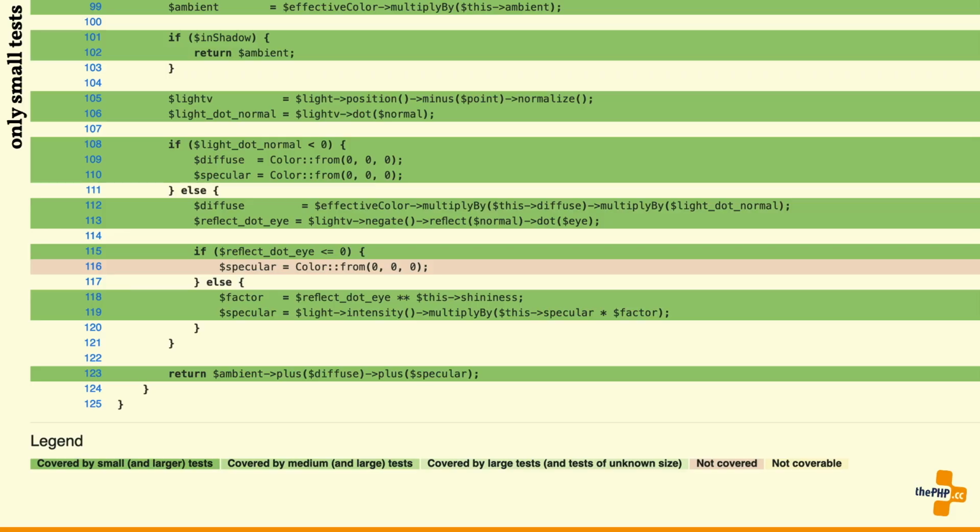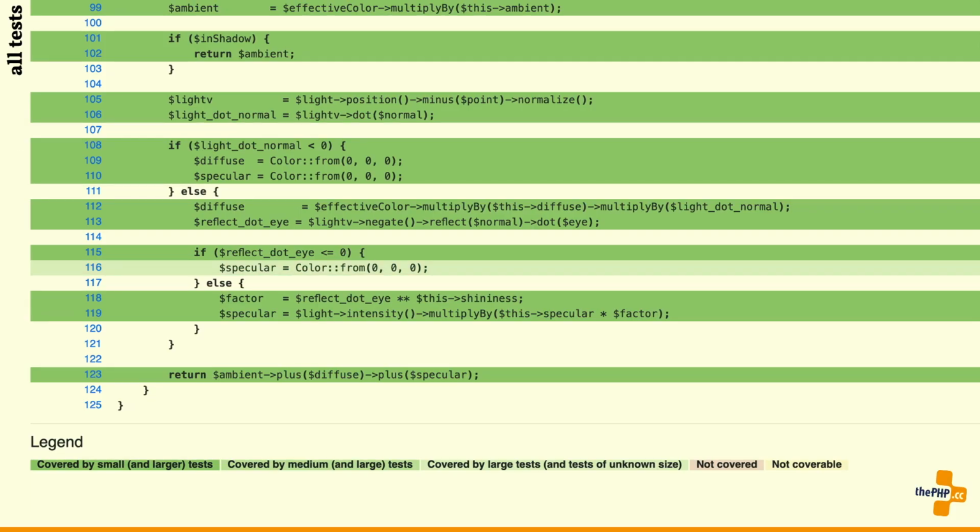If we run only the small tests that cover this code, we see a darker shade of green because now small tests are responsible for this line being green. And we see that one line of code, line 116, is now no longer green. It is now red because we are missing a small unit test that specifically tests this line of code in a small test. So this gives us some insight.